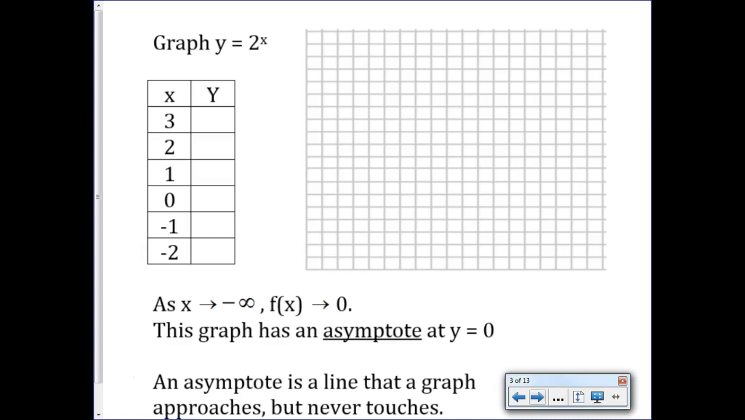and create a graph. So if x is 3, we have 2 to the third, which is 8. If x is 2, we have 2 squared, which is 4. X is 1, we have 2 to the first, which is 2. If x is 0, 2 to the 0 is 1. 2 to the negative 1 is the same as 1 over 2 to the first, so 1/2. 2 to the negative 2 is the same as 1 over 2 squared, so 1/4. So we're going to go ahead and plot this on a graph.